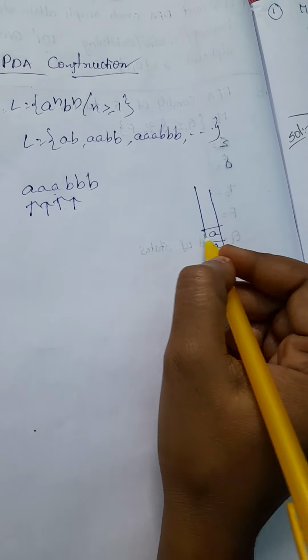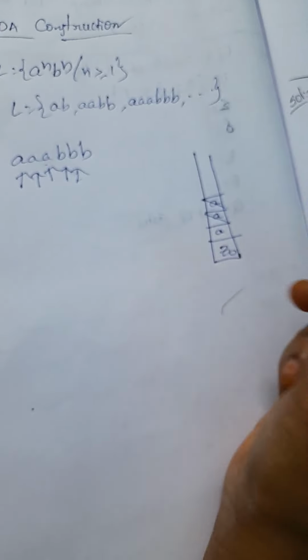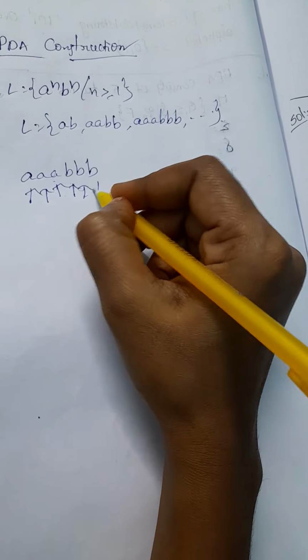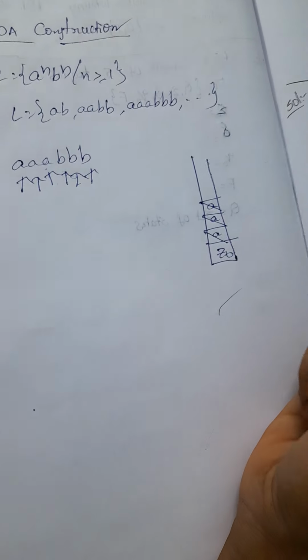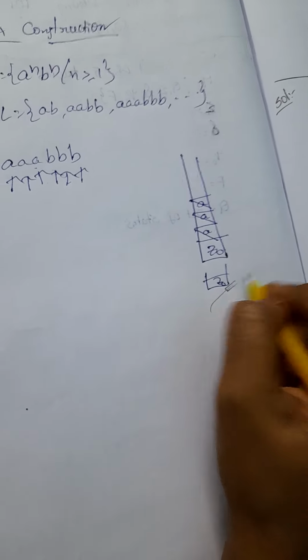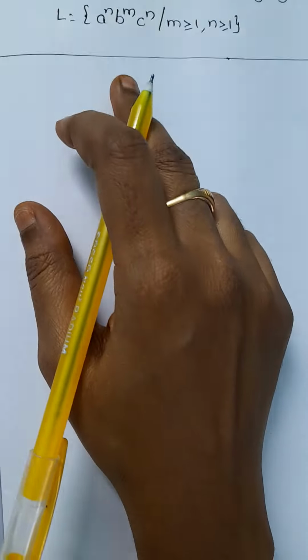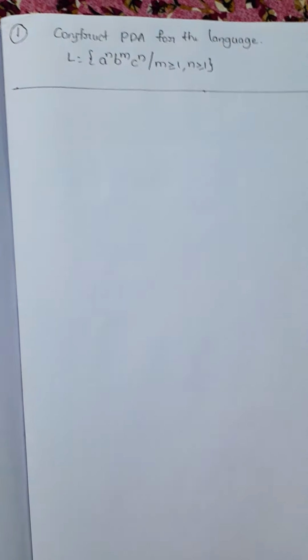While we are reading the first B, we pop the top A. While reading the second B, we pop the second A. While reading the third B, we pop the last A. Then like that we are left with an empty stack. That is nothing but this string is accepted. This is the concept we have explained in the previous classes. Now we will see, if we have three symbols, how we have to do this problem.